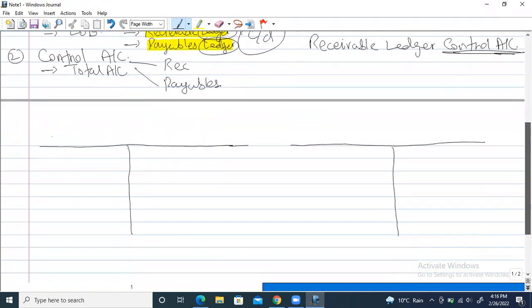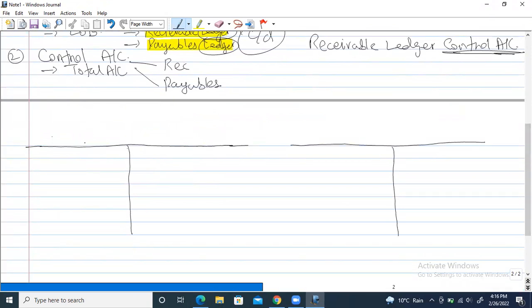Now let's study the formats over here. First of all, we have the format for the receivables ledger control account. I'm writing the short form over here. And this is the payable ledger control account. So first let's discuss receivable. It is very much similar to that current asset that we have already studied. As you know, with receivables we are waiting for the cash, right? So it is a current asset.